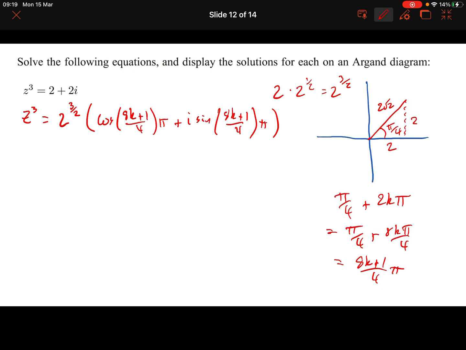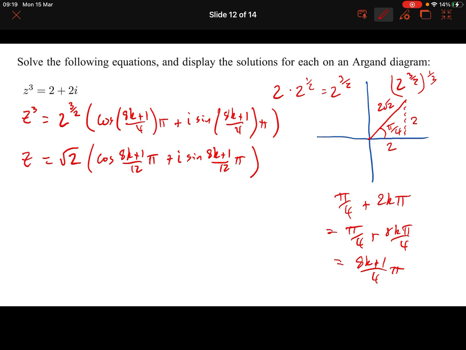Now I'm going to raise left and right hand side to the power of a third. So on the left hand side I get z. On the right hand side, using de Moivre's theorem, 2 to the power of 3 over 2 to the power of a third is equal to 2 to the power of a half. So it's root 2. We then need to multiply the argument by 1/3. So it's going to be (8k plus 1) over 12 pi plus i sine of (8k plus 1) over 12 pi.